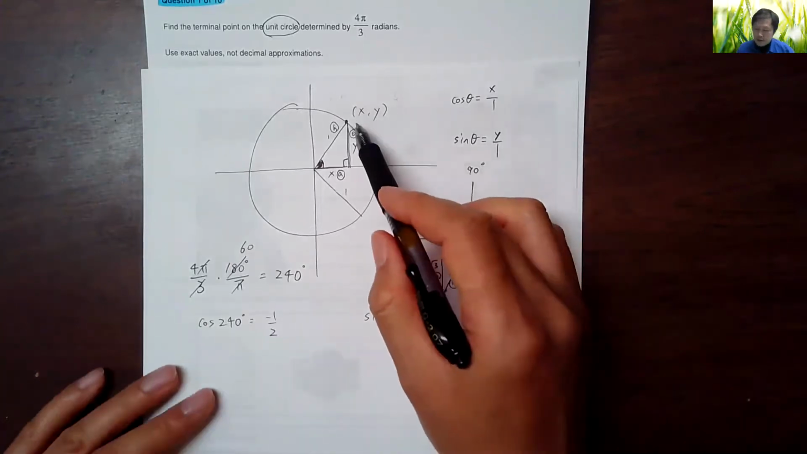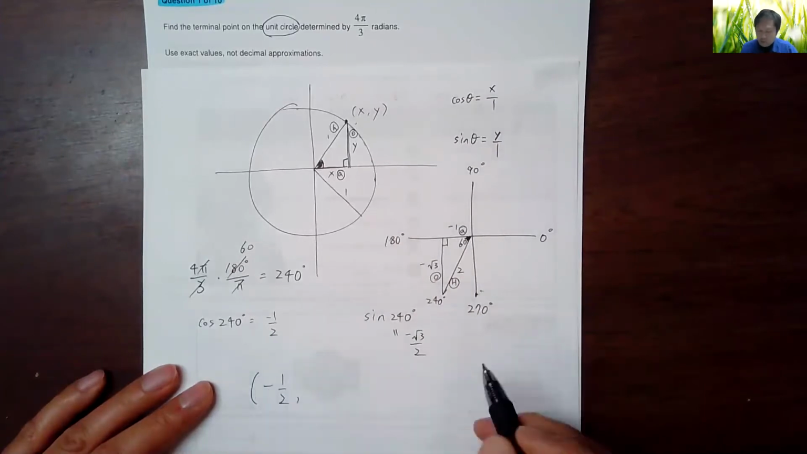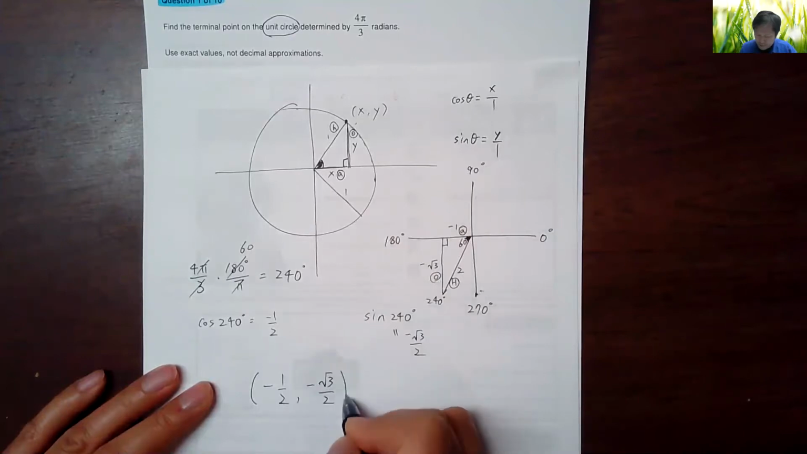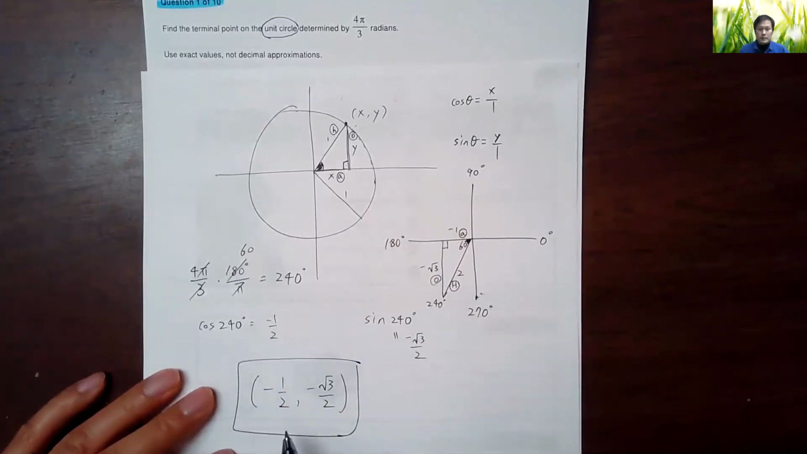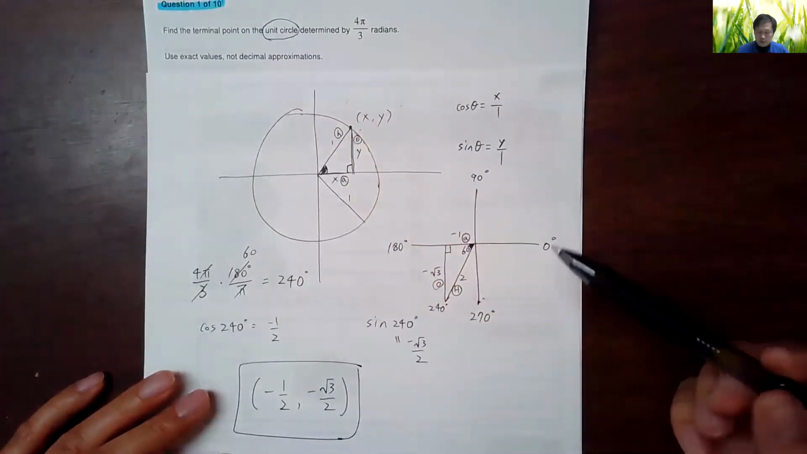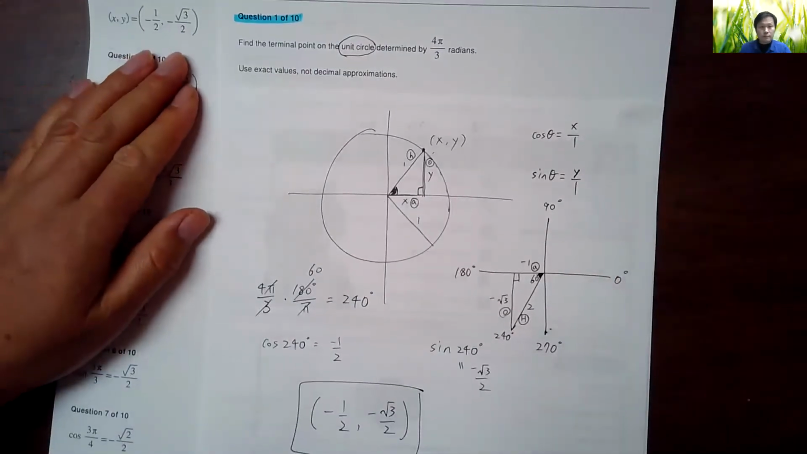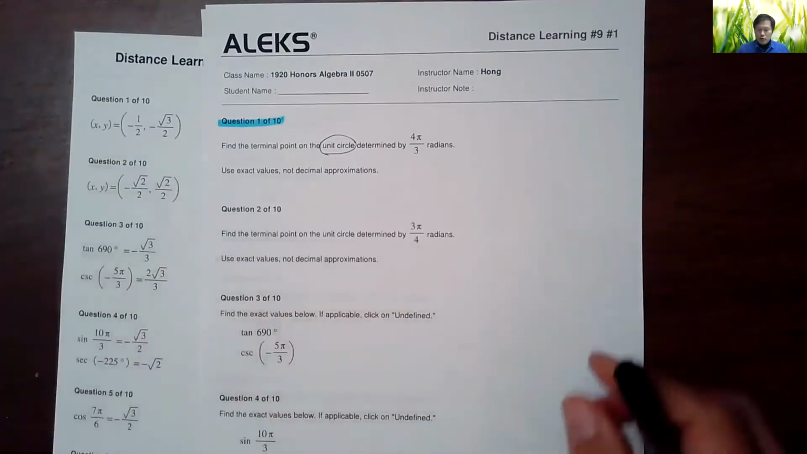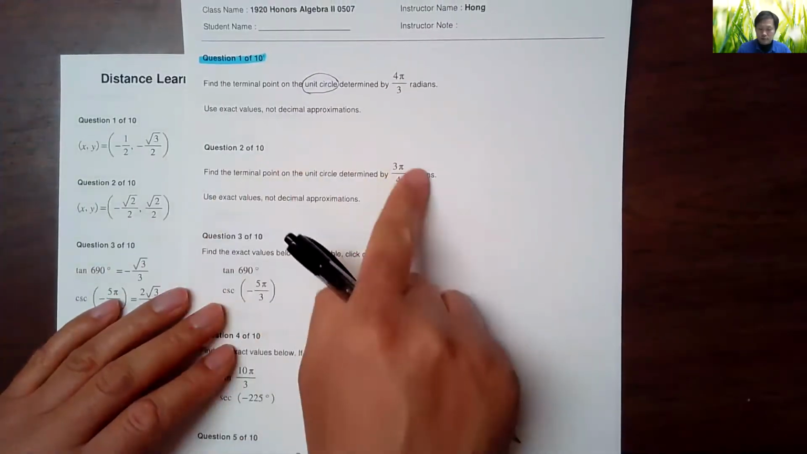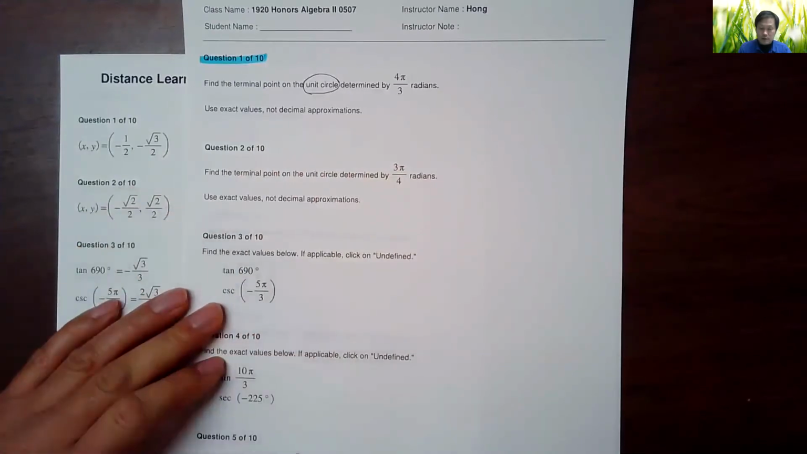So the x value is cosine, and the y value is the sine value. This is the terminal point on a unit circle. You should try this question and you should get this as an answer once you rationalize the denominator.